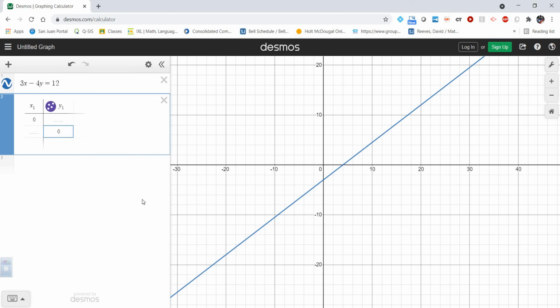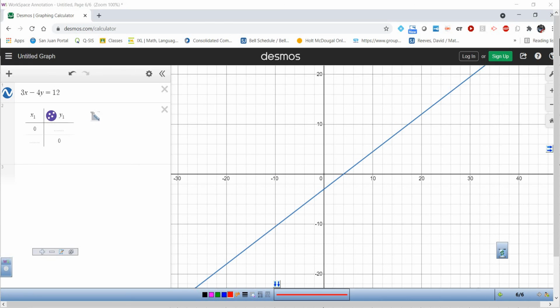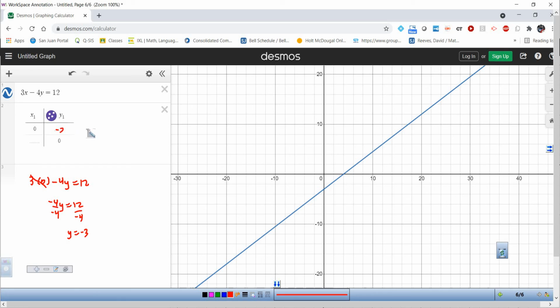Let me get out my handy dandy Moby here. There's our work from our previous video. So if I were to do this first one, 3 times 0 minus 4y is equal to 12. Of course, this part goes away because when you multiply by 0, you get 0. That's why we chose it. Then we have negative 4y equals 12. We divide by negative 4. We get y is equal to negative 3. So (0, negative 3) right there. That is our y-intercept.